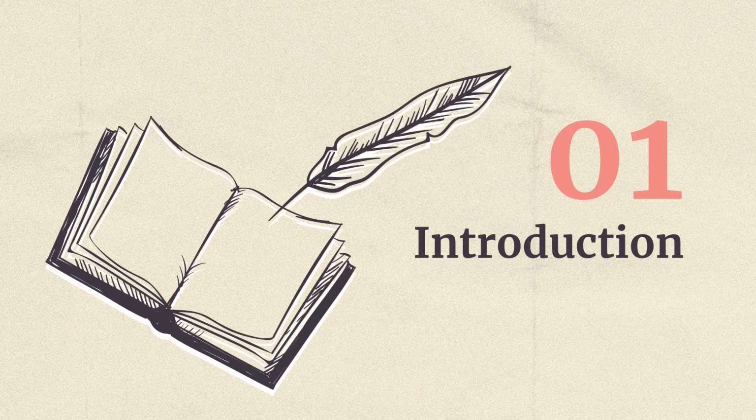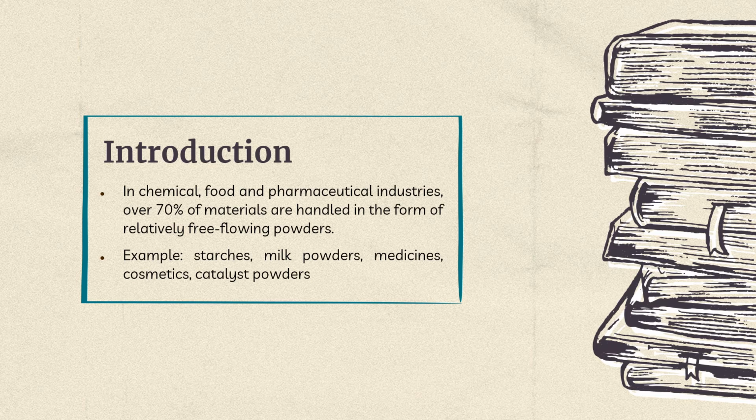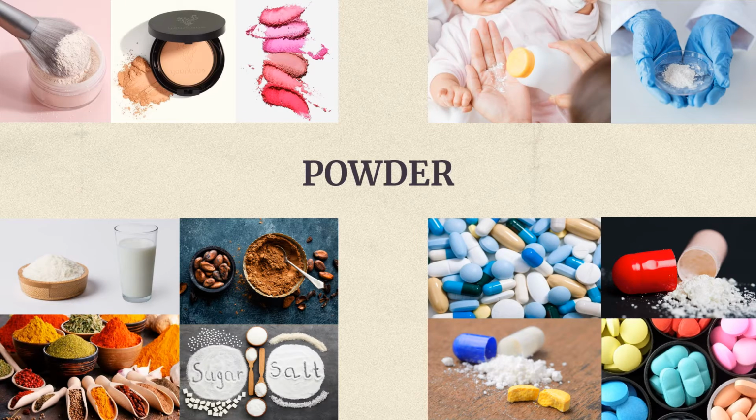FYP. In chemical, food and pharmaceutical industries, over 70% of materials are handled in the form of relatively free-flowing powders. This is due to their easy processability, which can bring benefits for the manufacturing process and application of the products. Some examples include milk powders, cocoa powders, and spices produced by food industry, medicines in tablet form by the compression of powders in pharmaceutical industry, cosmetics, and the widespread use of catalyst powders and polymers in chemical industry.